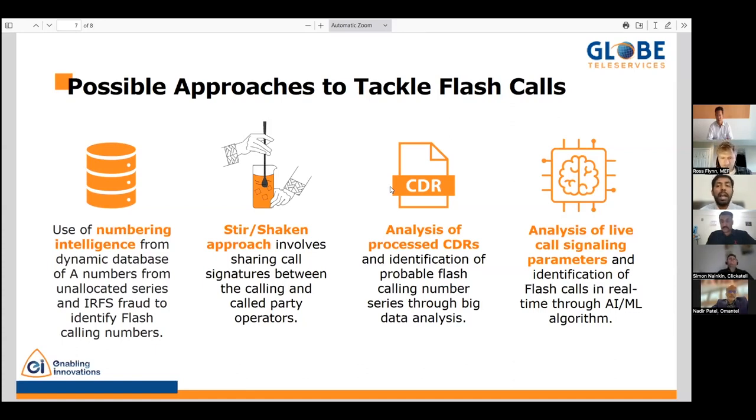And finally, our dear artificial intelligence. There are AI/ML algorithms also in place, which along with analysis of live call signaling parameters, also have the ability to identify certain flash calls that might be entering into a network. So these are a couple of approaches. Are any of these approaches wholesome? No. There are certain solutions in the market which make use of all these various approaches put together, and we are here to talk about that.